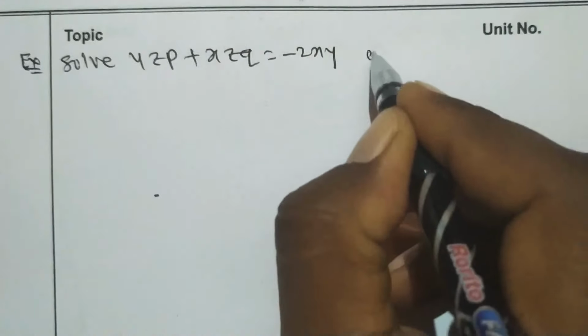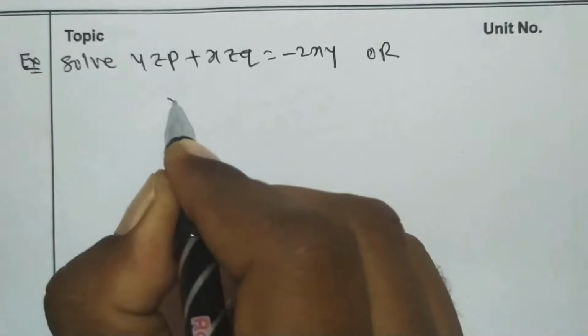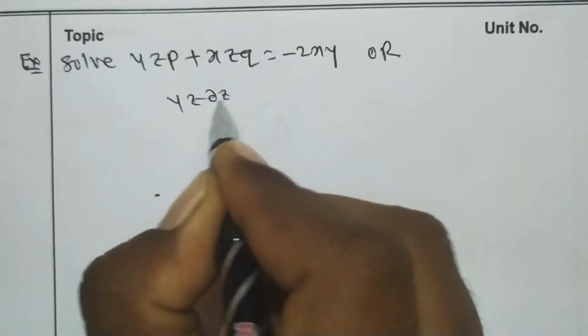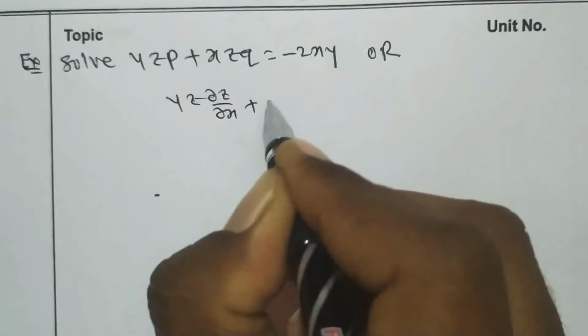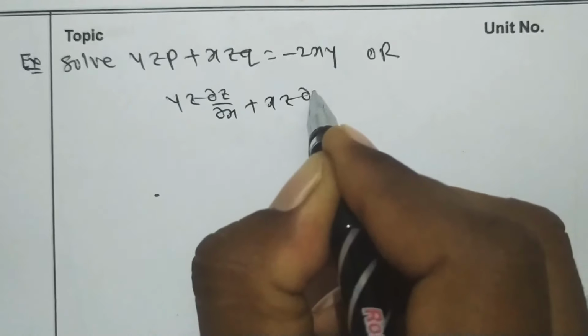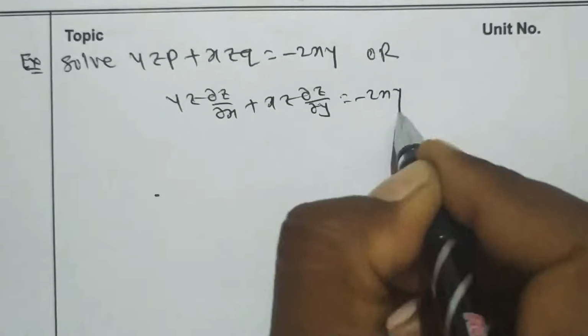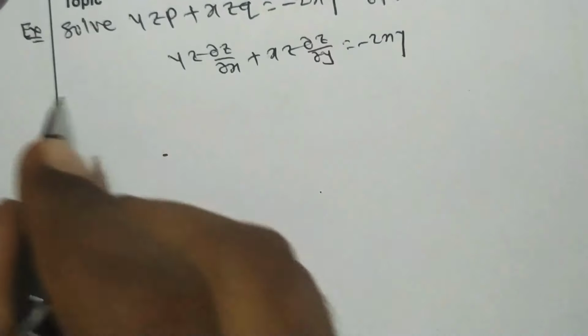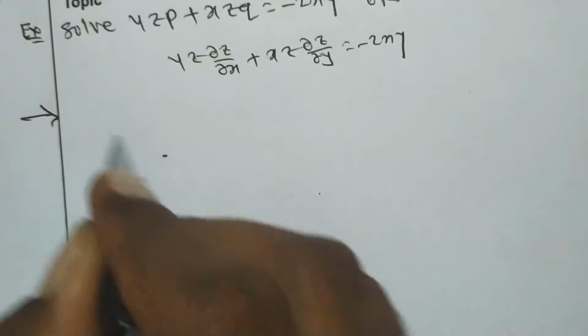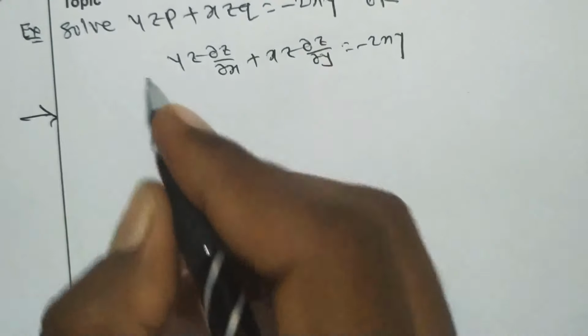Or you can write this problem this way: yz into ∂z/∂x plus xz into ∂z/∂y is equal to minus 2xy. So this is the given Lagrange's equation. Now we have to solve this. So how to solve such type of problems?